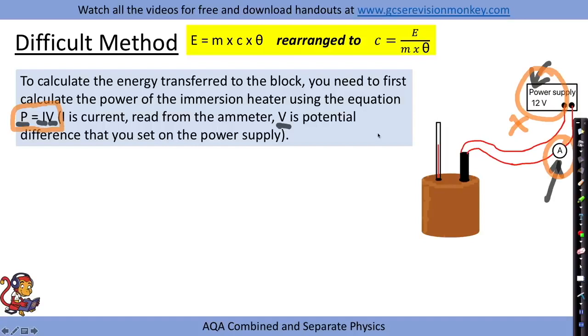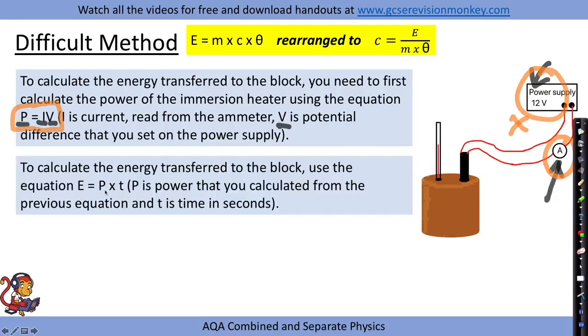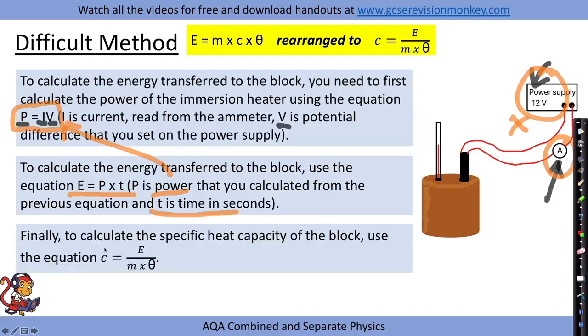Next, we need to use a different equation to calculate energy transferred. That equation is E equals P times T. So P we've calculated from this equation above, and time in seconds is the time that the immersion heater was heating the metal block for. And the final step is then to put it back into this equation. Specific heat capacity equals energy that you've calculated from the two equations divided by the mass times by the temperature change.